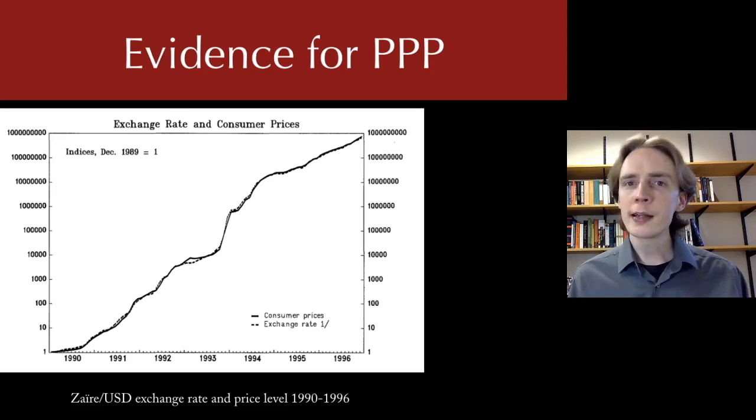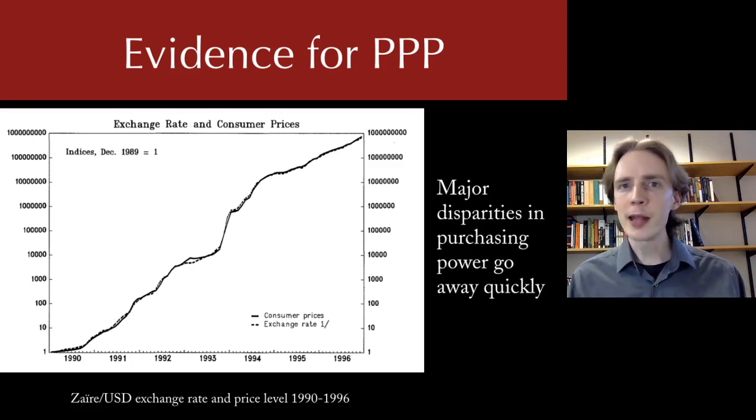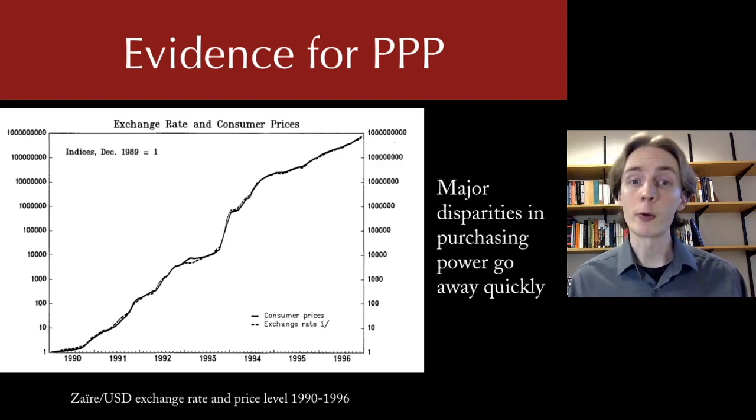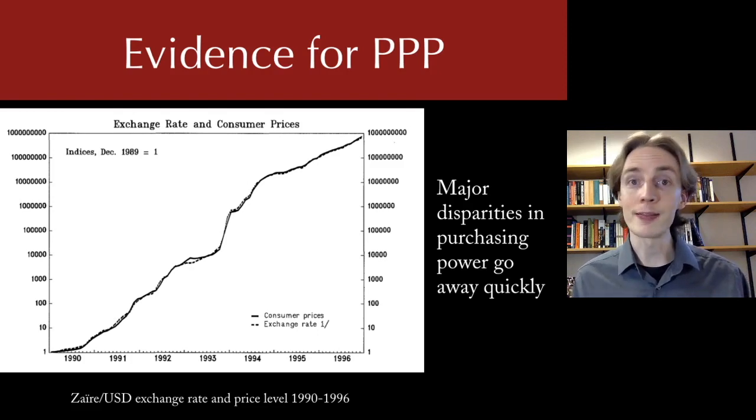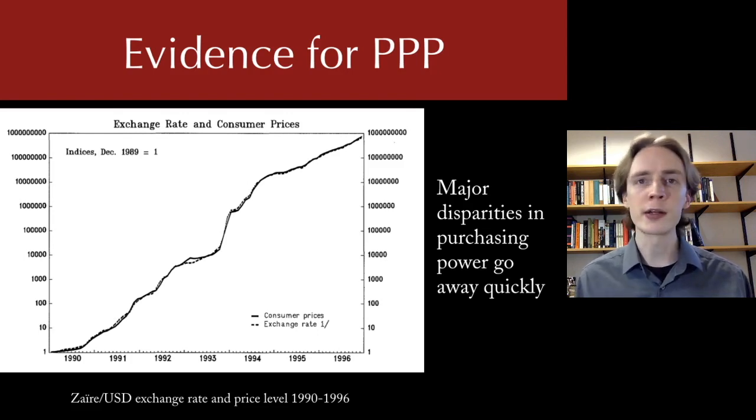And what you can see is that these track each other really closely. And so this is one of the best pieces of evidence for purchasing power parity: if you get major disparities, like in a major inflation, if prices are going up at a good clip, your exchange rate is going to be rising at that same clip. Right? Arbitrage is going to make sure that major differences go away pretty quickly. And your inflation rate isn't going to be able to get too out of line with your exchange rate.